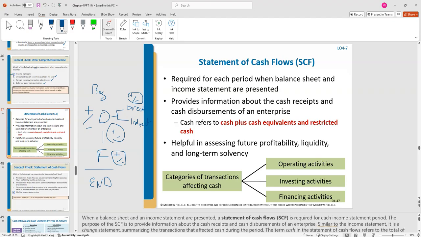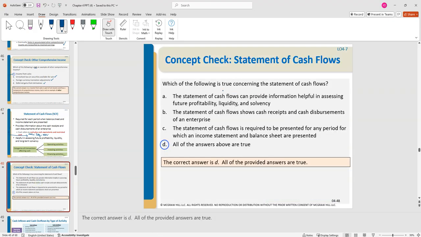The indirect method, though, is a little bit more complicated because we start with our net income, right? We'll use that as kind of a proxy for our operations. We're going to have to make some adjustments to that, and we can get to our operating cash flows. Whether you do it the direct method or the indirect method, it gets you to the same ending point. Okay?